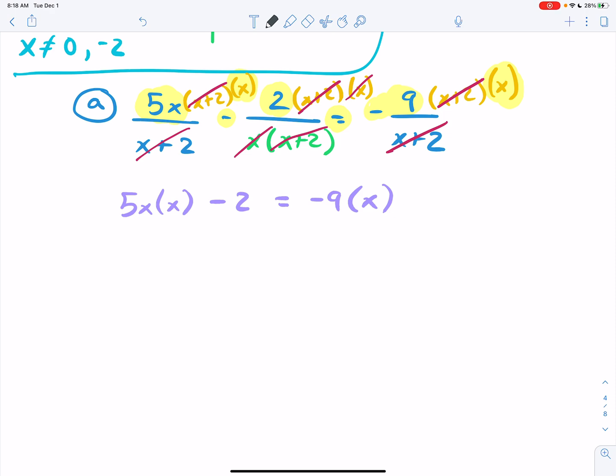Okay, here we go. 5x times x is 5x squared minus the 2. And -9 times x is just -9x. We have a quadratic here because of the square. So with a quadratic, you want to try to use the zero product property. And in order to use the zero product property, we need a 0.